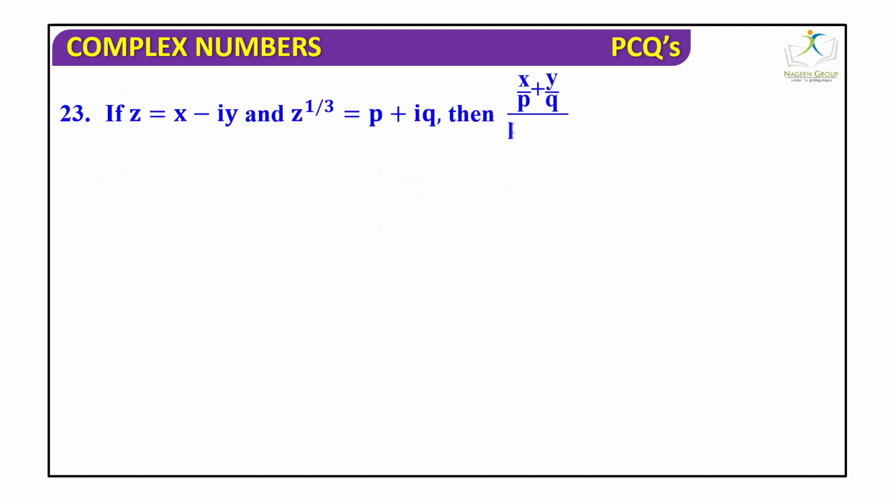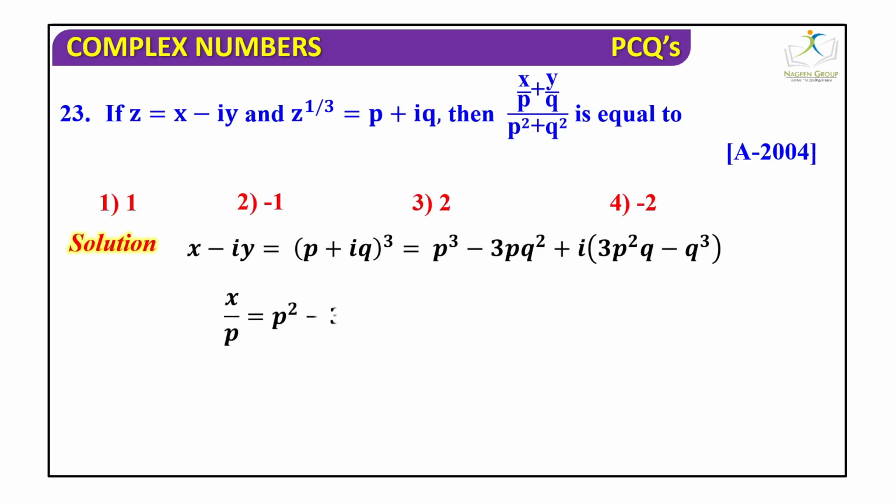Question number 23. If z equals x minus iota y and z to the power 1 by 3 equals p plus iota q, then we need to find the values of these all. So from here we first take x minus iota y, right, which is equal to (p plus iota q) to the power 3, right? Cube root लेंगे तो cube ले लेंगे. Now from here a plus b whole cube, we apply the formula. From this we say x by p equals p square minus 3q square.